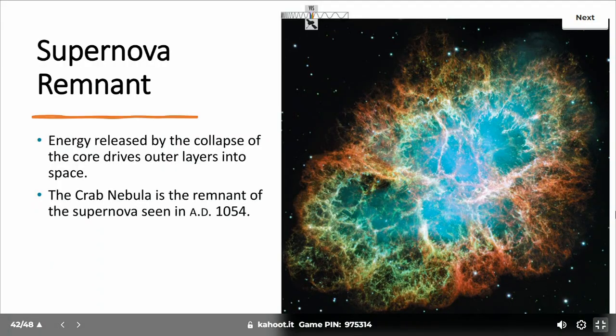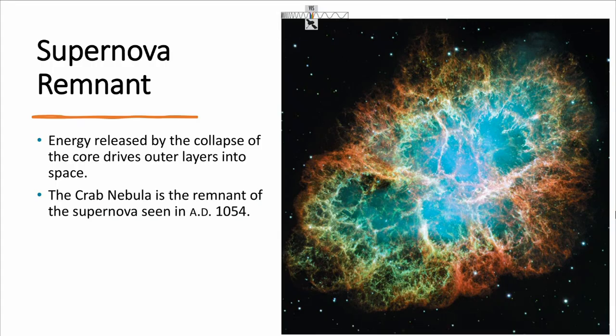What's left when a massive star blows itself apart is a supernova remnant. And so this is the Crab Nebula. If you remember way back in the beginning of the semester when we talked about what ancient astronomers saw, there were ancient Chinese astronomers who saw a new star in the sky. And we have figured out that the new star they saw in the sky was this supernova, and now we can study its remnant with our telescopes 1,000 years later.